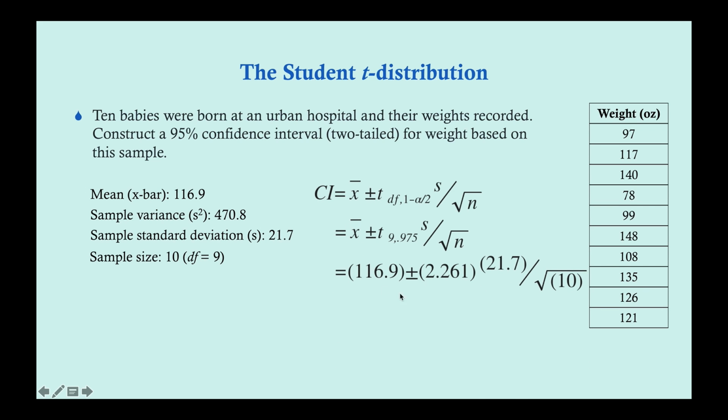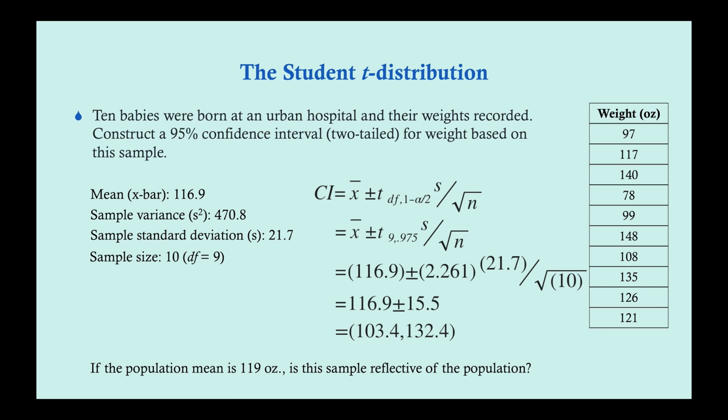All right, so plugging everything in, 116.9 plus or minus 2.261 or 2.262 times s, which is 21.7, divided by the square root of the sample size, or 10, and you get 116.9 plus or minus 15.5, and that gives you a confidence interval of 103.4 to 132.4.